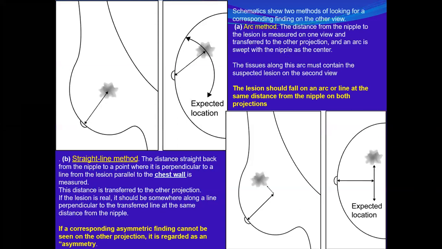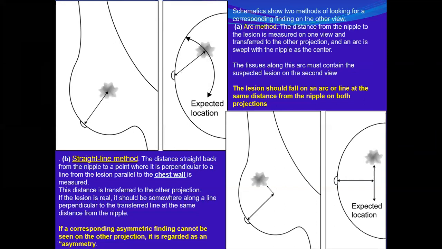Okay, another point: if we have seen an asymmetry in one view, we have two methods for looking for it in the other view. One is the arc method and the other is the straight line method. The arc method is this one. If you have seen the lesion here, measure the distance from the nipple to the lesion, take the same distance and apply it in the other view, leave the nipple at the center and make an arc like this, and look through this arc for that asymmetry.